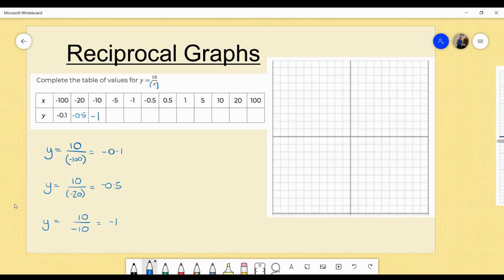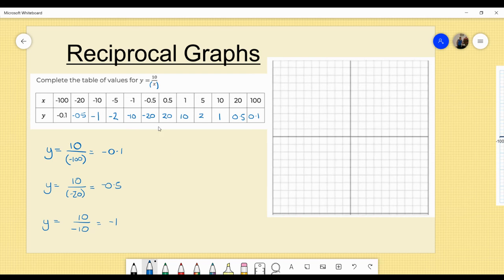So I'm just going to give you a minute again just to go through and fill in the rest of the table. So use your calculator to help you. Remember, you're doing 10 divided by the x value. Don't round anything at this point. Okay, so the remaining values that you should have then should be -2, -10, -20, then +20, +10, +2, +1, 0.5, and 0.1. So hopefully you've got all of those.